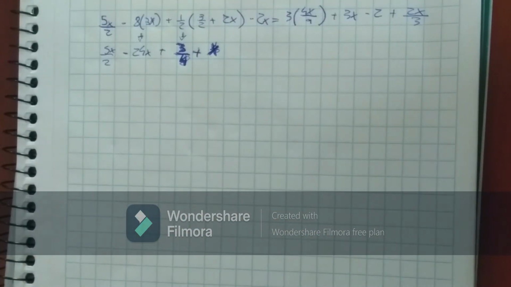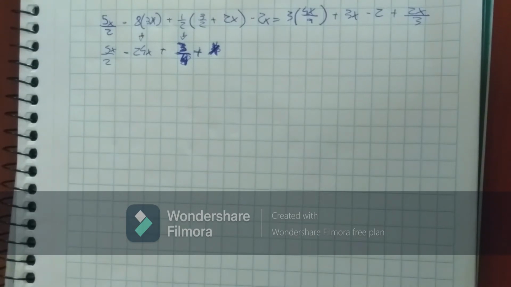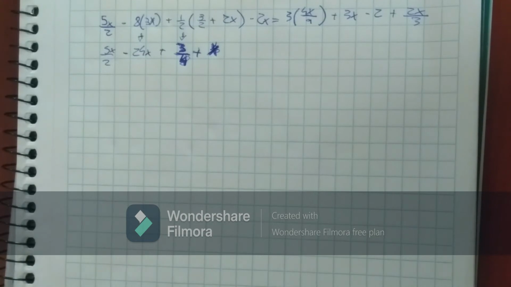So here we have 5x divided by 2 minus 8 times 3x plus 1/2 times 3 over 2 plus 2x minus 2x equals 3 times 4x over 9 plus 3x minus 2 plus 2x over 3. That's very long. So how do we do this? Well, first of all, let's just do these simple multiplications here.